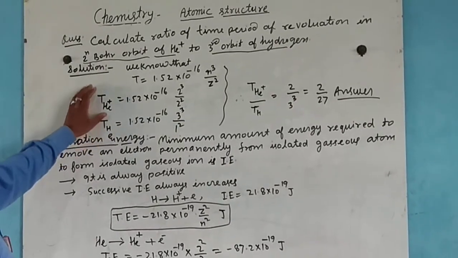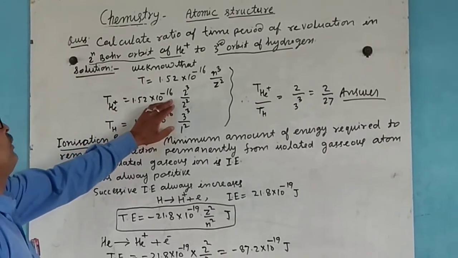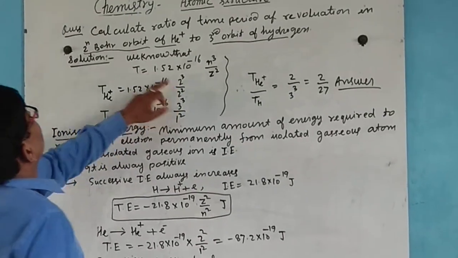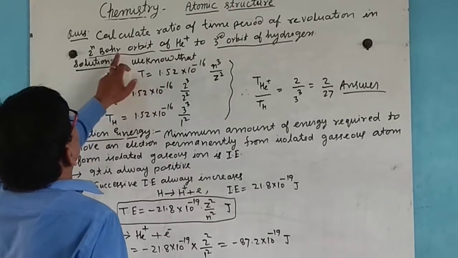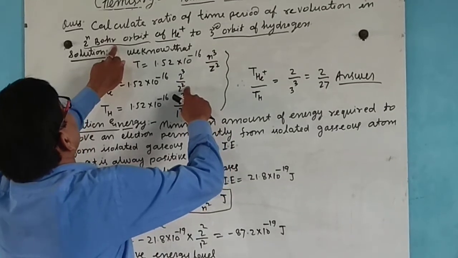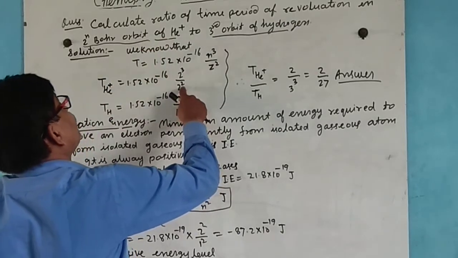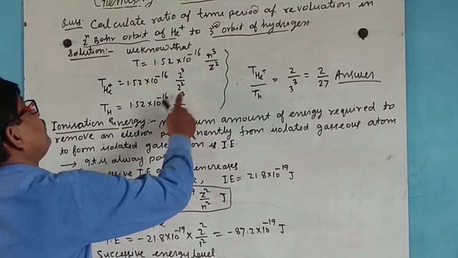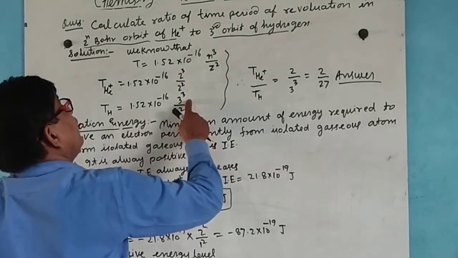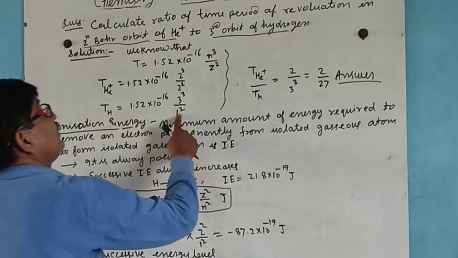Now for helium, the time period is 1.52 into 10 to the power minus 16 times n cube by z square. Here it is the second Bohr orbit, so n is equal to 2, and helium's atomic number is 2, so 2 to the power 3 divided by 2 to the power 2. For hydrogen, the third orbit, n is equal to 3, so 3 to the power 3, and the hydrogen atomic number is 1, so 1 to the power 2.